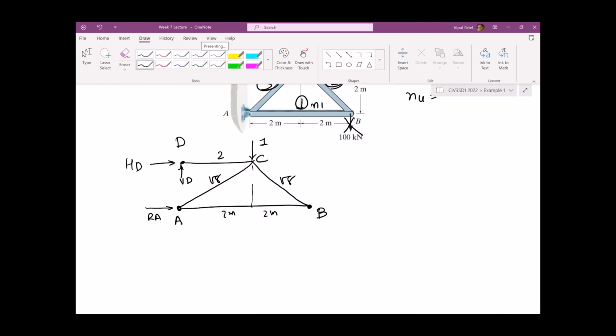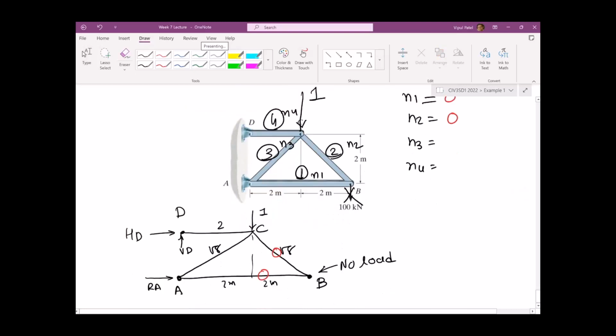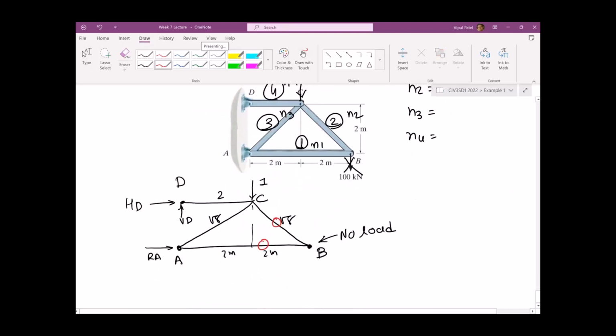Reaction forces, we need to find them. Let me check. Yeah, let's find the reaction forces. Probably we don't need to find the reaction forces here, because look, this joint B has no load. If there is no load, immediately those members would have zero forces, right? So N1 and N2 are zero straight away, because you can see this joint B has no load. If there is no load, in that case you don't have any member forces.